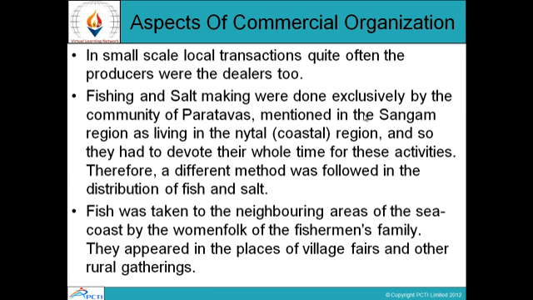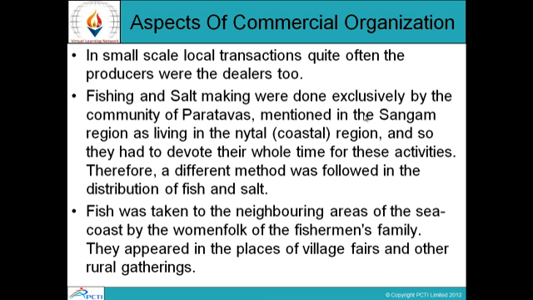Aspects of commercial organization. In small scale local transactions, quite often the producers were the dealers too. Fishing and salt making were done exclusively by the community of Paratavas, mentioned in the Sangam literature as living in the Neital coastal region, and they had to devote their whole time to these activities. Therefore, a different method was followed in the distribution of fish and salt. Fish was taken to the neighboring areas of the sea coast by the womenfolk of the fishermen's family. They appeared in the places of village fairs and other rural gatherings.